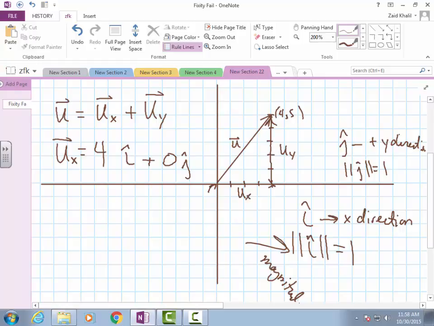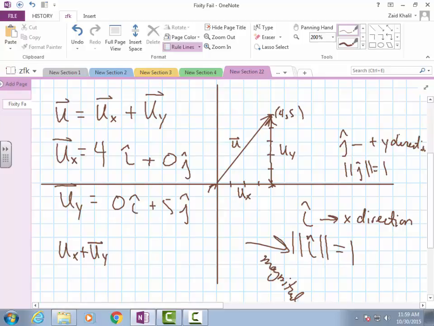So naturally, what am I going to do? I'm going to ask you, how do you add vectors? So let's see. Similarly, what's u? Let's see if you can tell me what u is. That's right. It's 0 i hat plus 5 j hat. And notice, what is u plus v equal?